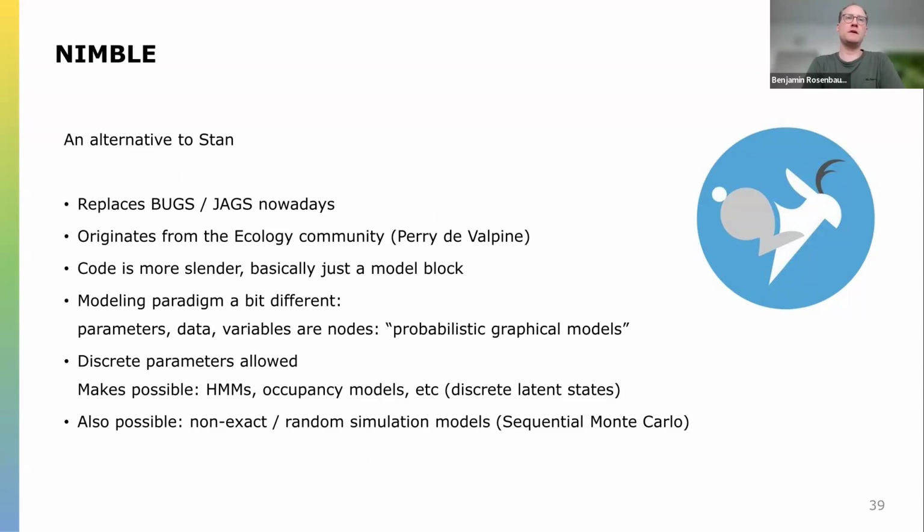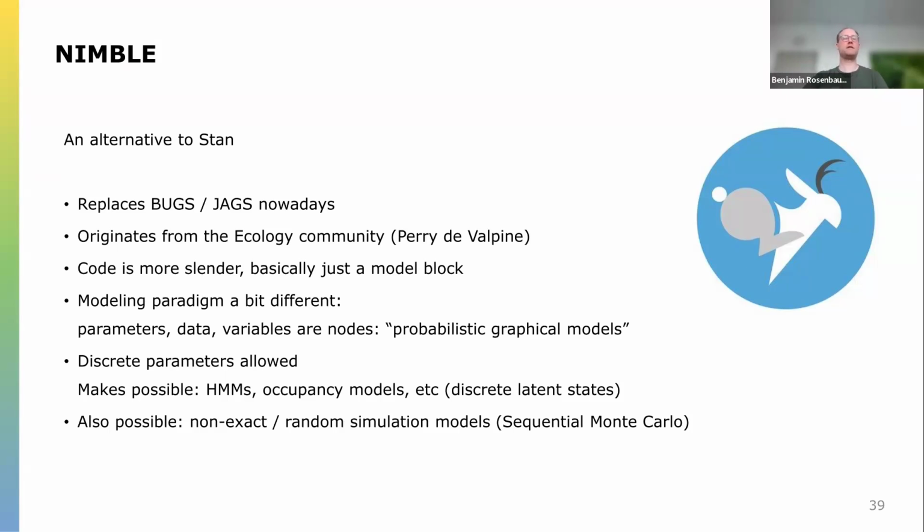The code is very similar to JAGS, and I think it's replacing JAGS nowadays, at least in the ecological community. It has been developed out of the ecological community by Perry de Valpine, especially for things like occupancy models, or models for estimating population abundances. The code itself looks a bit more slender and more readable because you do not have to declare all the variables there. And also the modeling paradigm is a bit different.